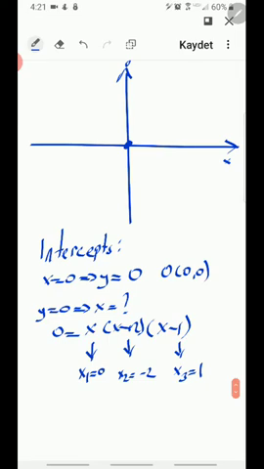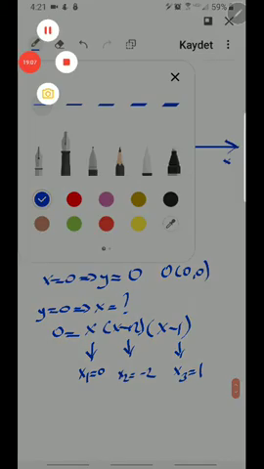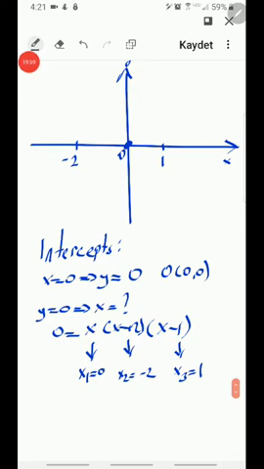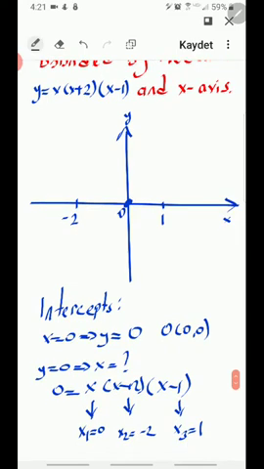Let me show them. This is -2, 0 is already given, which is the origin, and 1. The graph is going to pass through these points. Okay, the question is where the function starts and how it passes through. The behavior of the function is x cubed, from x times (x plus 2)(x minus 1).